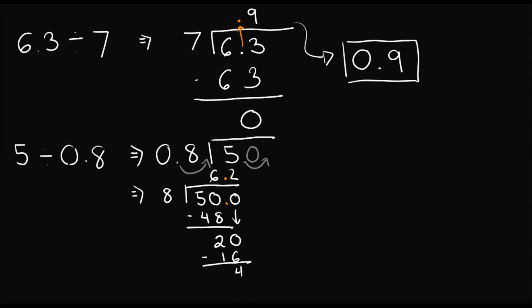Now since we need another 0, we put the 0 out here again. Put a longer line out here. Then bring down that 0 so that we will have 40. Then 8 times 5 is 40. So we have this one. Subtracting would give us 0. And so the answer for this one is 6.25.